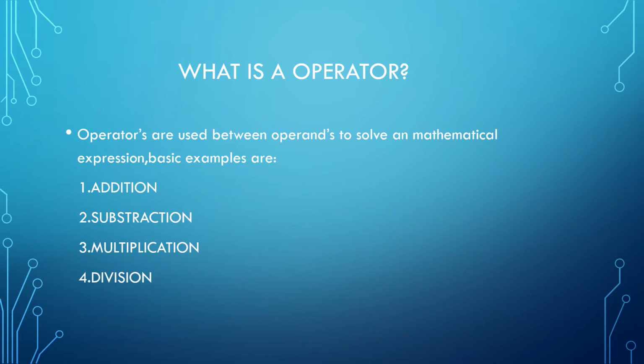What is an operator? Operators are used between operands to solve a mathematical expression. Basic examples are addition, subtraction, multiplication, and division, which we all know from our first standard onwards.